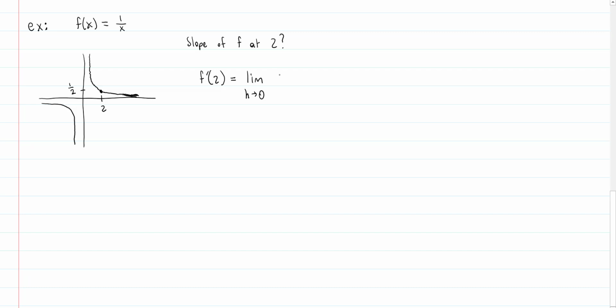All right, so it was the limit as h approaches 0 of f of a plus h minus f of a, all over h. Okay, so let's see what that looks like. So f of x is 1 over x. So f of 2 plus h is 1 over 2 plus h. Next we have minus f of 2, which would be 1 over 2. That's all being divided by h.